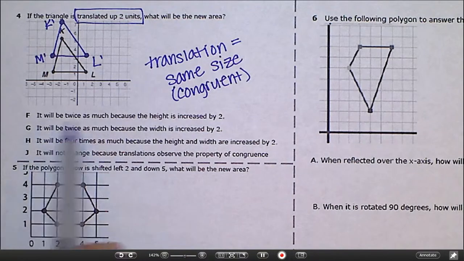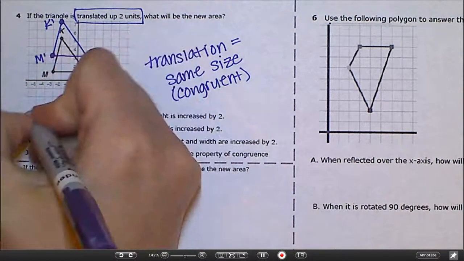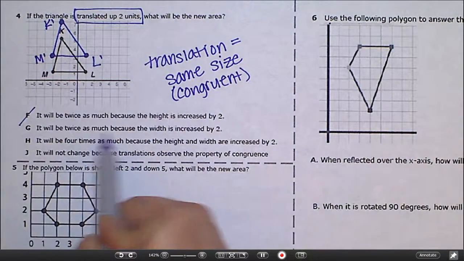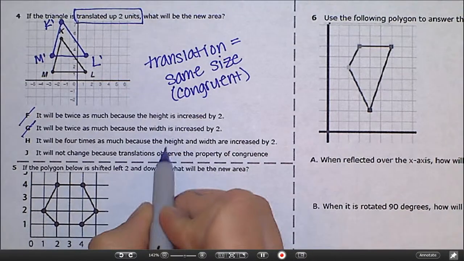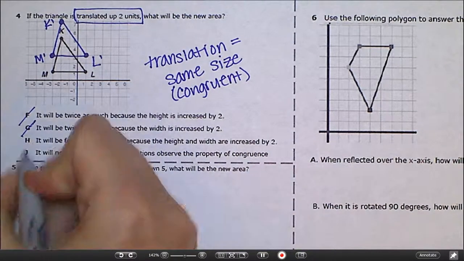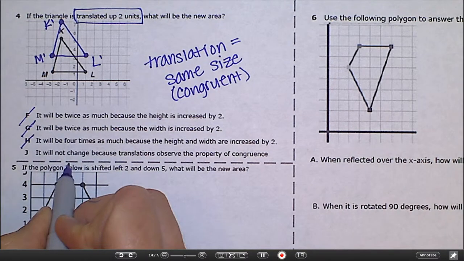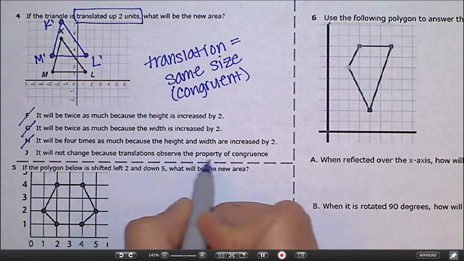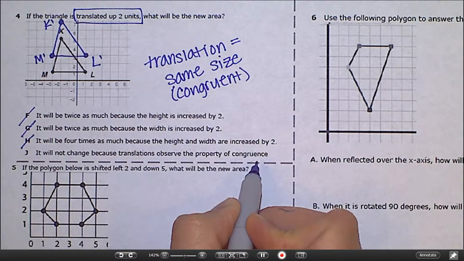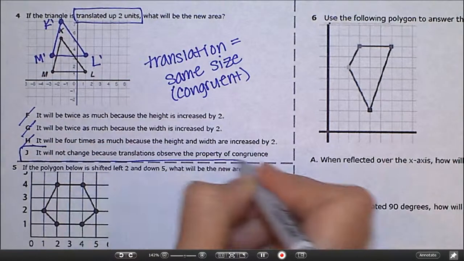It's not going to be twice the size because the height is not being increased. The height is the same. The width is not being increased. The height and width are not both being increased. So J is our answer. It will not change. The area will not change because translations observe the property of congruence. In other words, translations keep the shape the same size as the original shape.